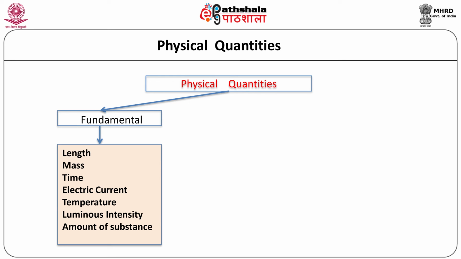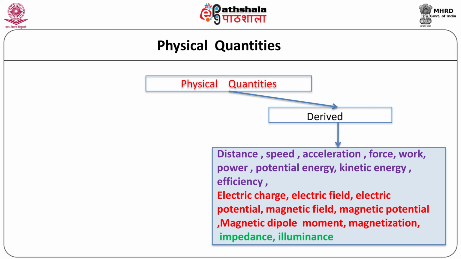Seven quantities, namely length, mass, time, electric current, temperature, luminous intensity, and amount of substance are selected as fundamental physical quantities. All other quantities are derived physical quantities. Consider speed, for example. For measurement of speed, we need to measure distance travelled and time. Hence, speed is a derived quantity.